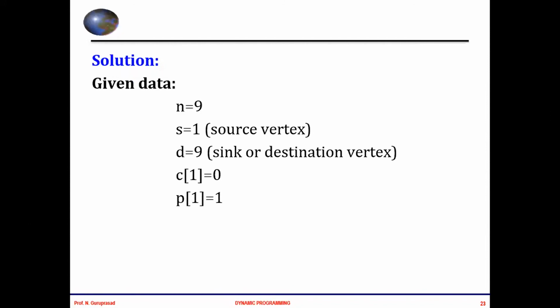Forward method, C of 9 and P of 9 will be 0. Here they will take P of 1 as 1, but C of 1 will be 0. Tell me, from vertex 1, how many vertexes are emerging out? How many edges are emerging out? Exactly. Correct. 2. Right? So that is vertex 1, vertex 2 and 3.